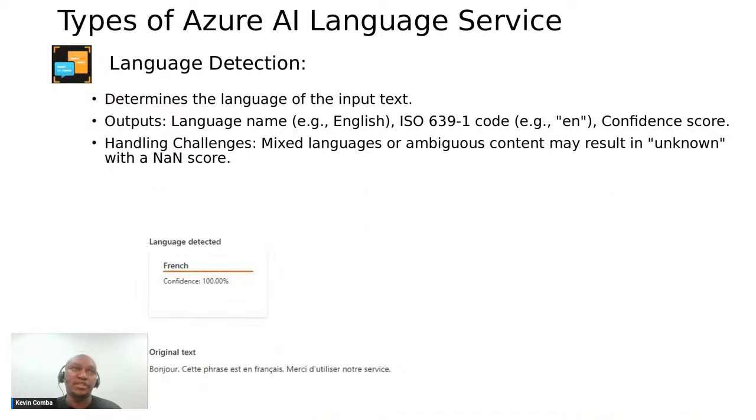Speaking of language detection, this is where the AI is able to determine the language of the input text. For example, you can just give an original text in French or German, and the AI will be able to detect that this text is in a specific language and also give a certain confidence level. I can't read French, I just know English and Swahili, but this is a French text there at the bottom, and then you can see the confidence level and the percentage.